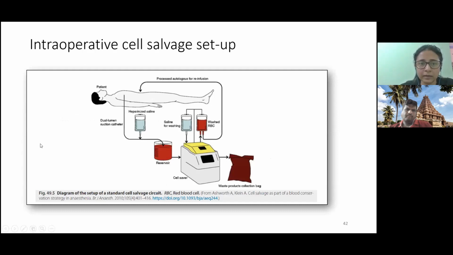This is a typical intraoperative cell salvage setup in an adult patient. There is a specialized dual lumen suction catheter which flushes heparinized solution at its tip. So this is mixed with heparinized saline, goes into a reservoir. From here, it goes into the cell saver or the centrifuge, and the erythrocytes are washed with saline, and the washed RBCs are reinfused back into the patient.